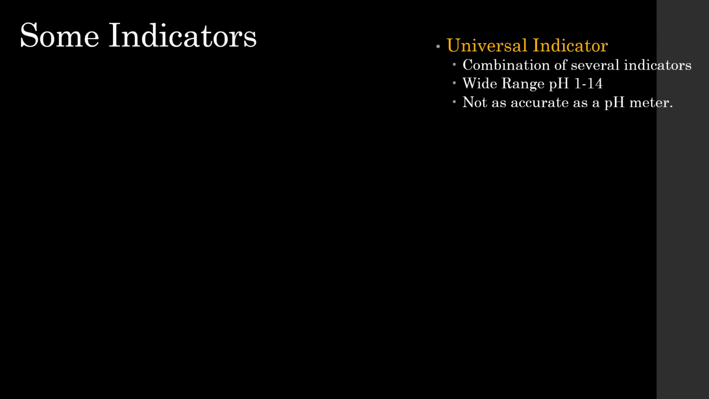Now there are some indicators that you'll be familiar with. Universal indicator, you would have grown up using that quite a lot, and it's quite handy because it's got a wide range. It's got a pH range of 1 to 14, but it's a combination of a variety of different indicators. It's not as accurate as, say, a pH meter, and there are some other indicators that will change colour at more precise values as well.